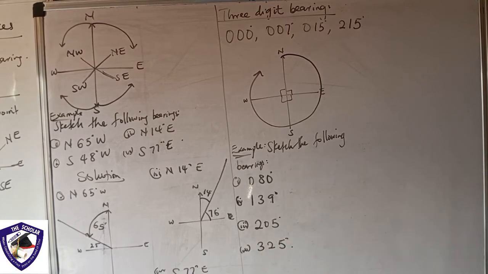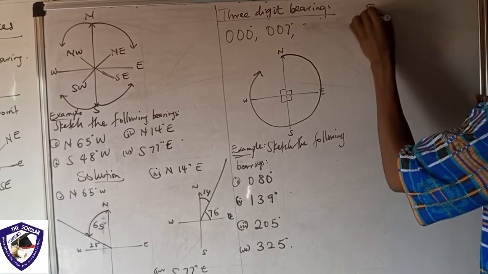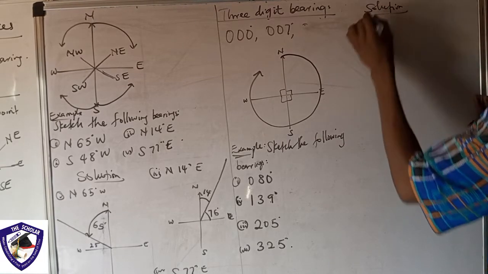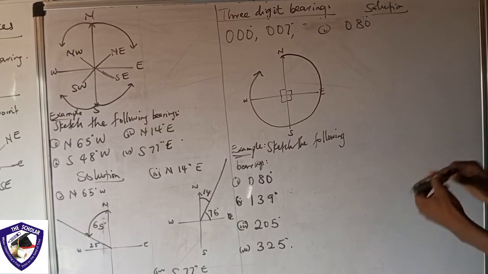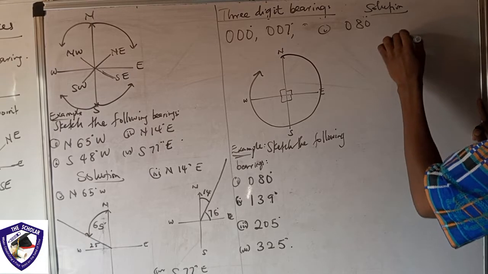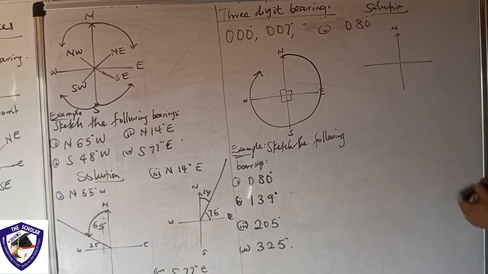All these you can see that there's no northwest, south-east, and the rest of it. So here we have to sketch this. So how do we go about this? Solution. Let's look at it together. The first one is what? 080 degrees. So you still draw your cardinal points as usual, starting with the North Pole.